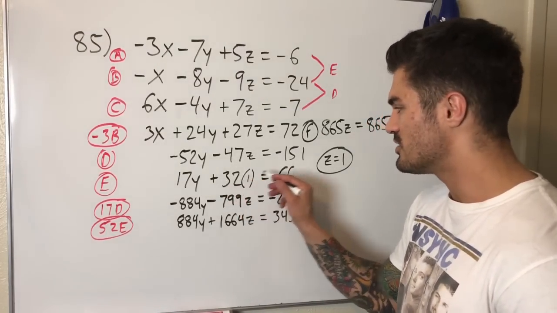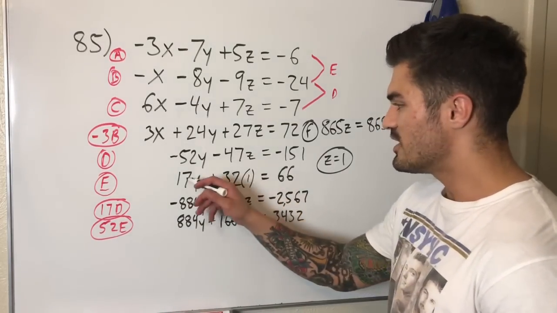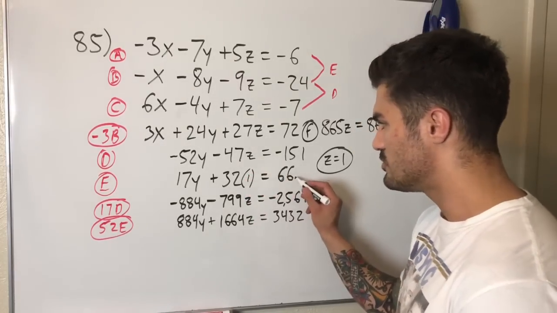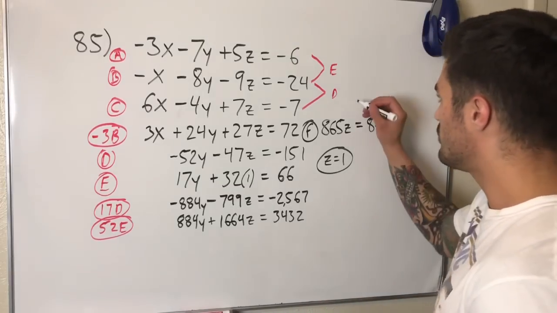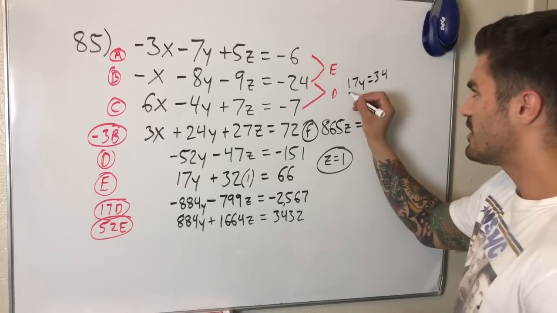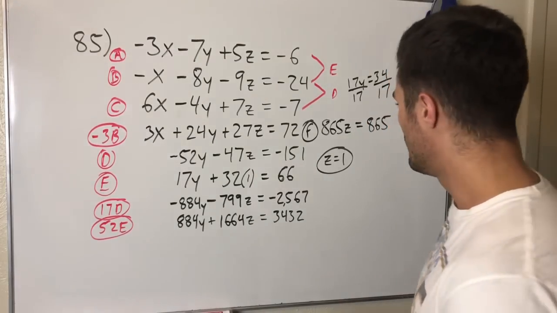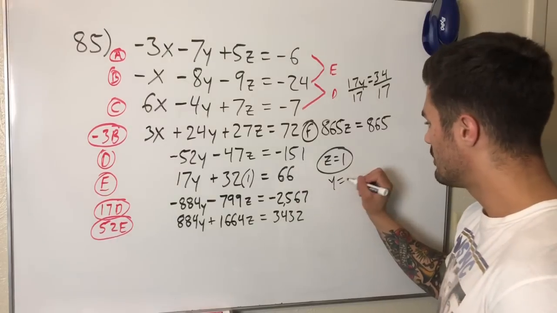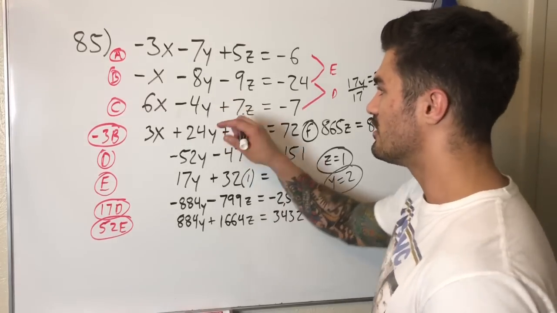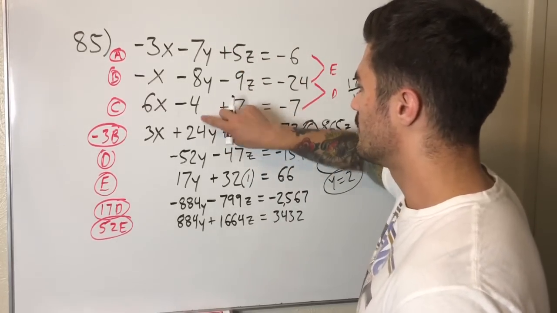So I'm going to end up subtracting 32 from both sides. I get 66 minus 32. So I get 17y equals 34 if I subtract 32 from both sides. If I divide both sides by 17, that gives me y equals 2. So I have z equals 1, I have y equals 2. Now I can solve for x. I can go back here. It doesn't matter which one I pick in this case. I'll pick this one. This is 2.